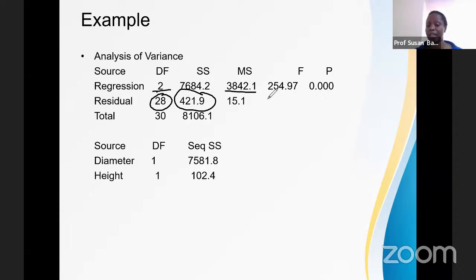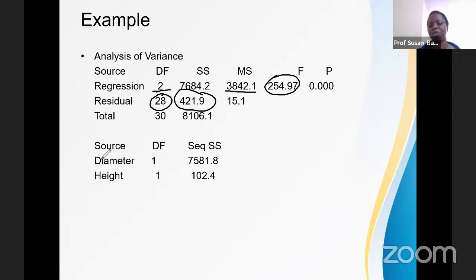Then the P value is also testing the same hypothesis, that the null is that there is no linear relationship between volume, diameter, and height. And the alternative is that there is a linear relationship between volume, diameter, and height. Since our P value is smaller than 0.05, we have evidence to reject the null and conclude that there is a significant linear relationship between volume, diameter, and height.